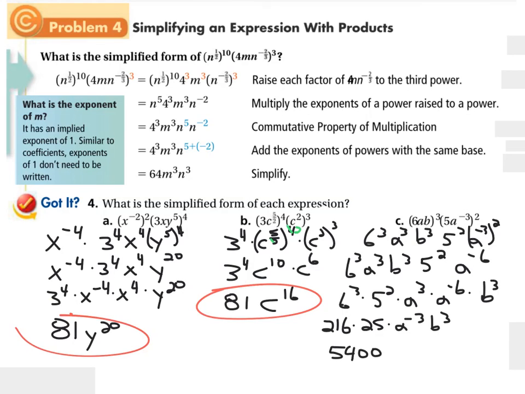Okay, this a to the negative 3 right here, since it's got a negative exponent, it's going to go on the bottom of this fraction as the positive exponent now, because we used up the negative to put it in the bottom. A to the third, and the b to the third doesn't move to the bottom, so that stays there, and we get as a final answer 5,400 b cubed over a cubed. There we go. That's the stuff. Hopefully that all made sense.